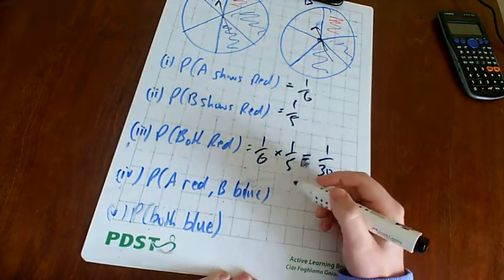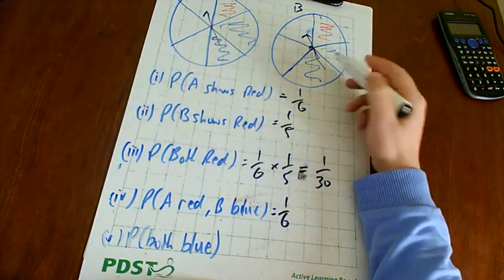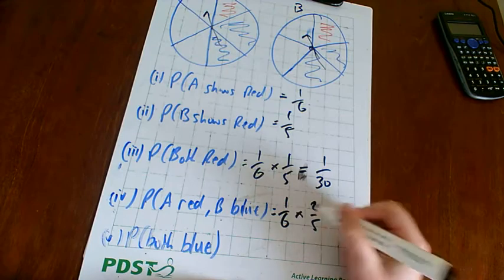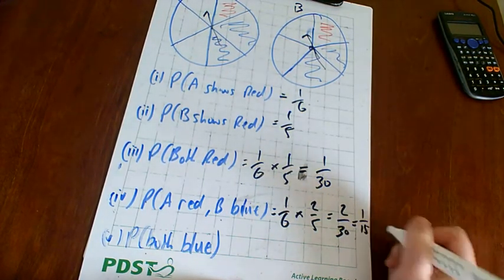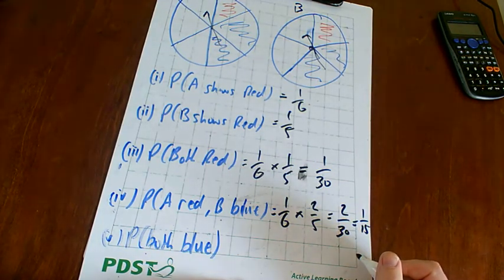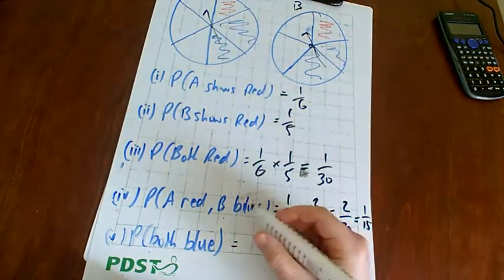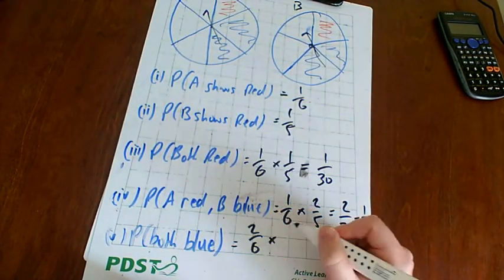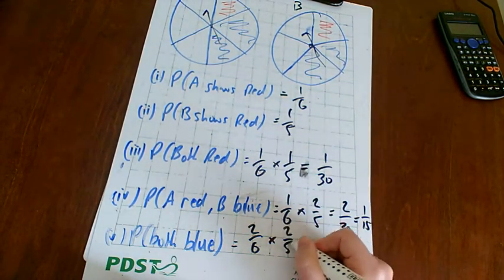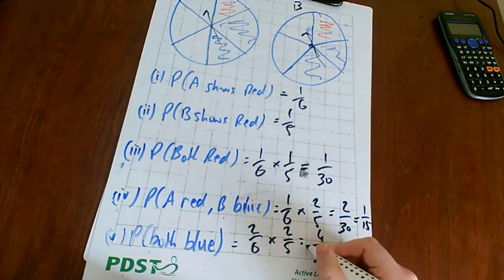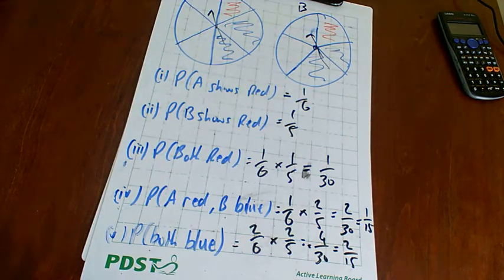Probability of A red and B blue, so A red is 1 out of 6, B blue is 2 out of 5, and we want both things to happen, they're independent of each other, multiply: 2 out of 30, or 1 out of 15. Probability both blue, 2 out of 6 in the first one, or 1/3, 2 out of 5 in the second one for blue, so that is 4 out of 30, or 2/15. Again, nice and simple. I'm sure most people will be able to do this anyway.